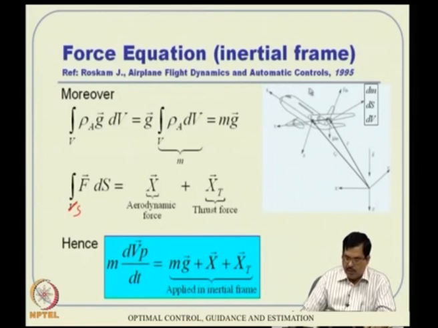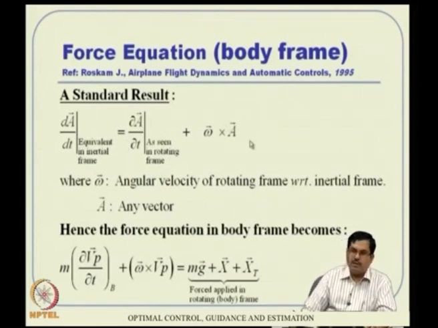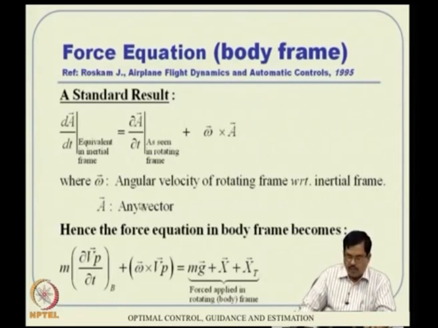Okay. So, if I really want to visualize in the body frame, then I have to talk about a standard result in vector theory. If you take any vector A, then what you interpret in the inertial frame is nothing but the derivative in the rotating frame, that is, whatever rotating frame effect, plus this omega cross A, the rotational rate will come into the picture. That is, whatever the angular velocity of the rotating frame with respect to the inertial frame, that is omega. And A can be any vector.